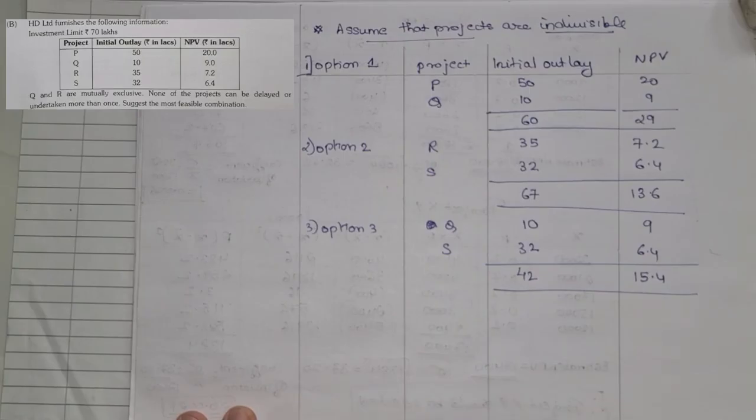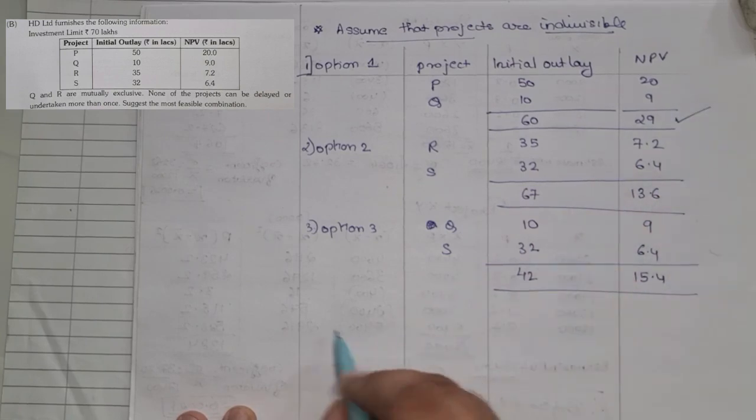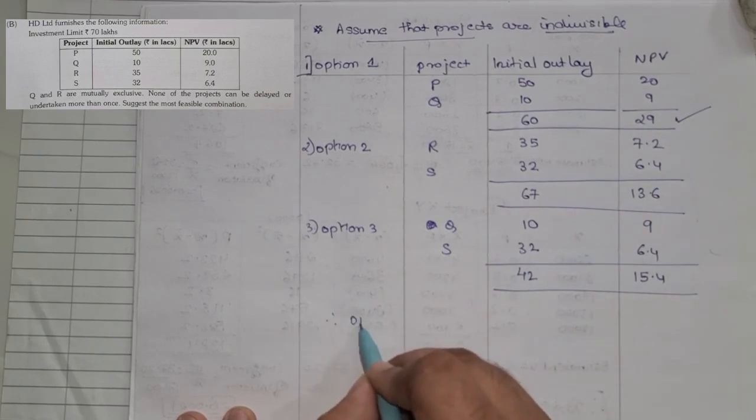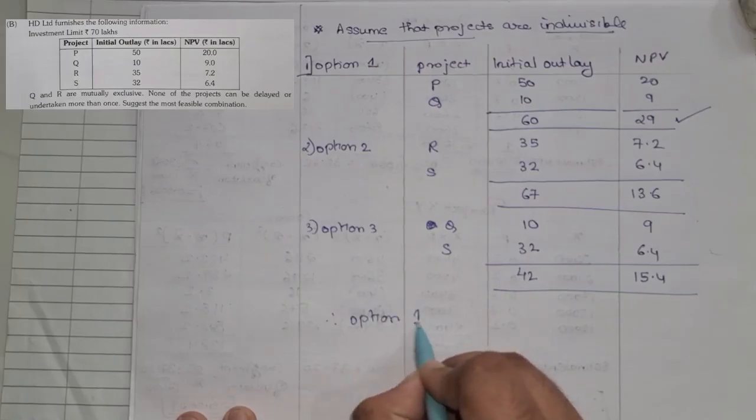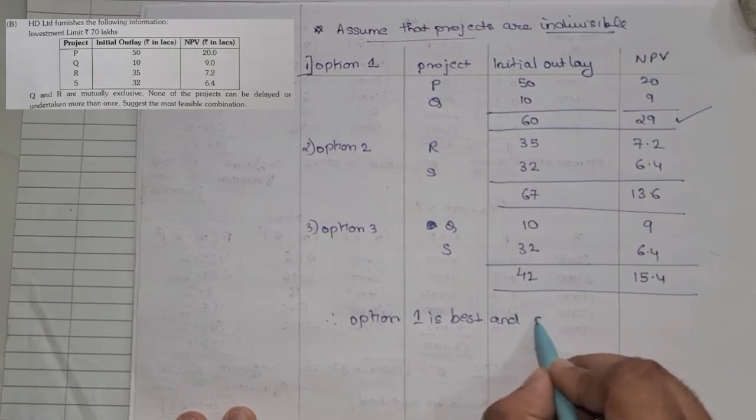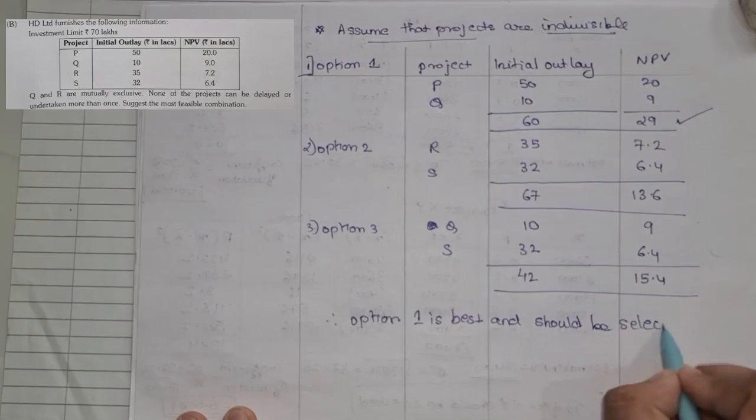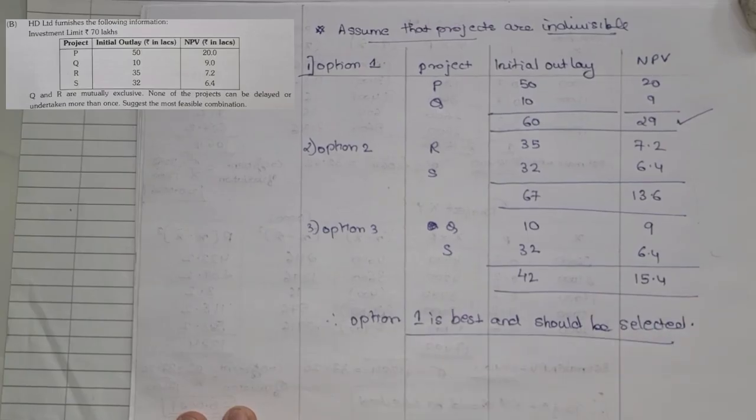If I check from the three, which is the best one? The highest NPV is in option 1. Therefore, option 1 is best and should be selected. That's it. Very simple sum. 70 lakh was the limit, so we do not have to cross 70 lakhs. And see that the highest NPV gets rewarded.